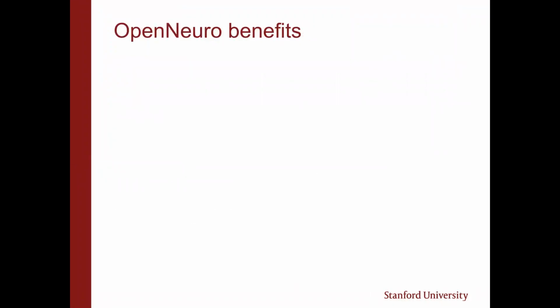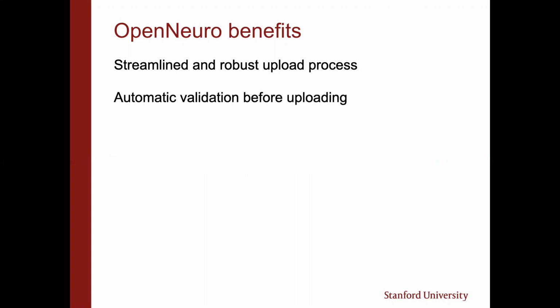So now, what are the benefits of using OpenNeuro? We have a streamlined and robust upload process that I will go over a little bit later in this webinar. We perform an automatic BIDS validation before uploading begins. We have dataset versioning with DOIs, so each dataset version gets its own unique DOI.